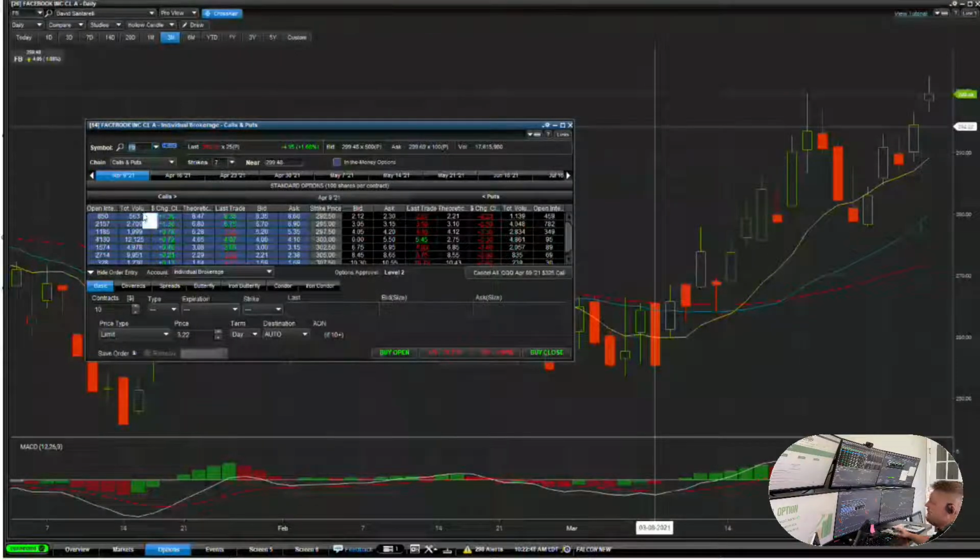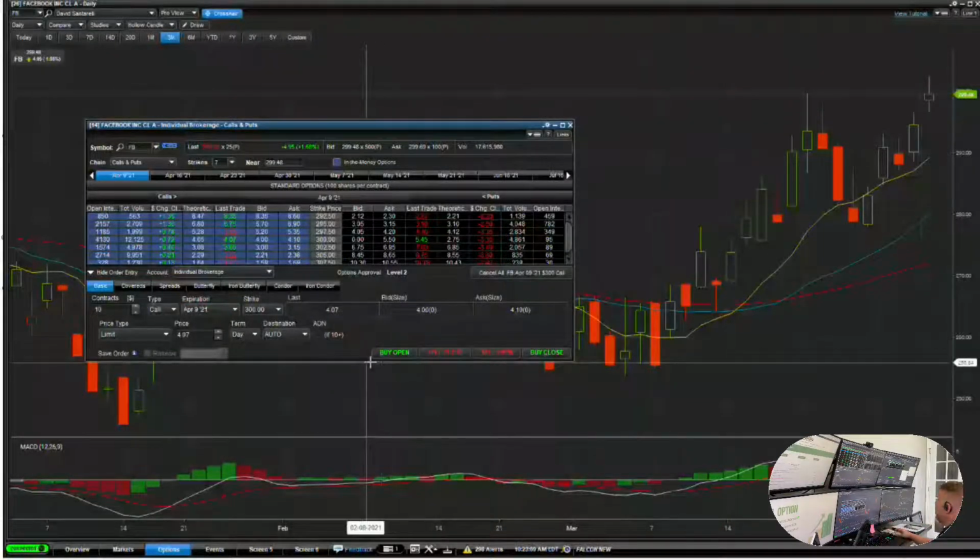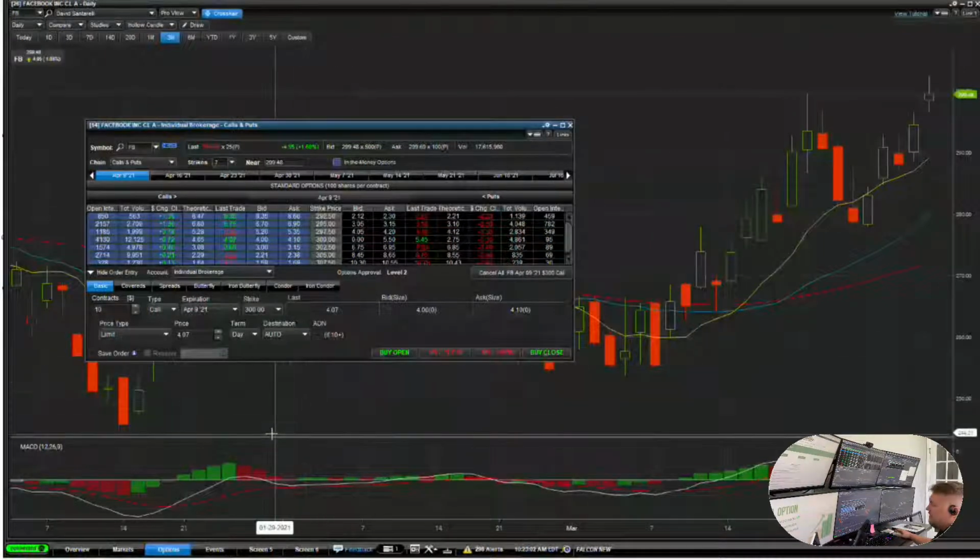But now getting back to this example here, let's say we wanted to pick up the 300 strike. We're going to make this really easy for you guys. So the April 9th 300 strike call, it's going for $4.07. Now, I want to know from you guys, what's our break even?